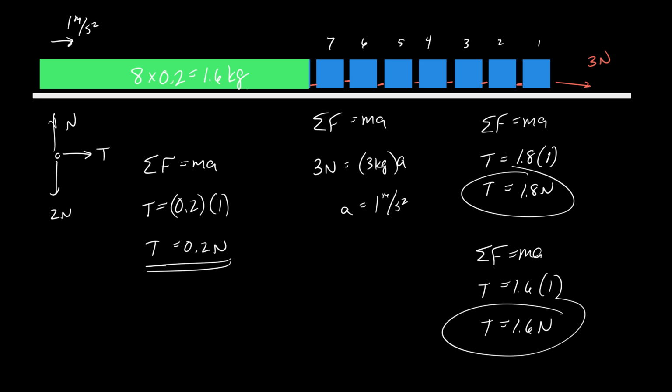I'm not sure which answer they're really going for, but if we consider that the car has two tensions acting on it, the tension in this direction is 1.8 newtons, and the tension in this direction is 1.6 newtons. And that's for car number 7.